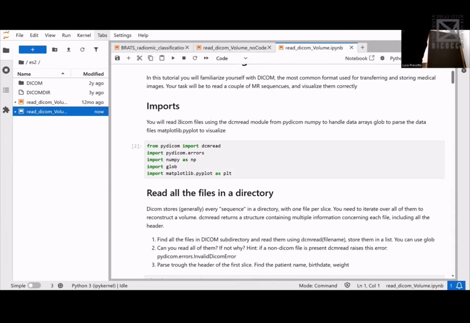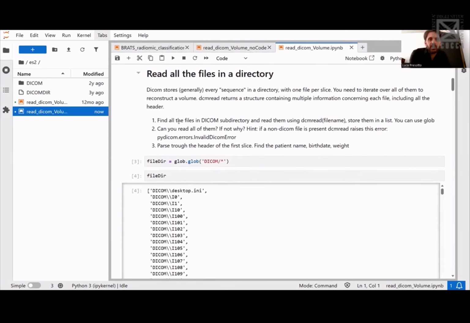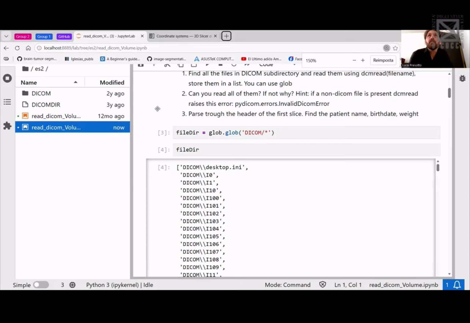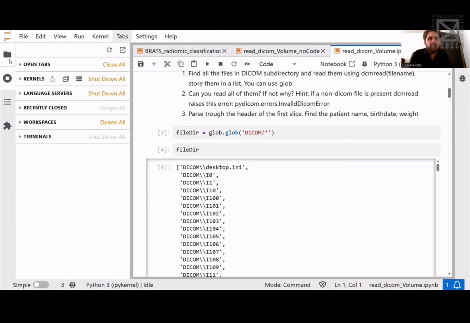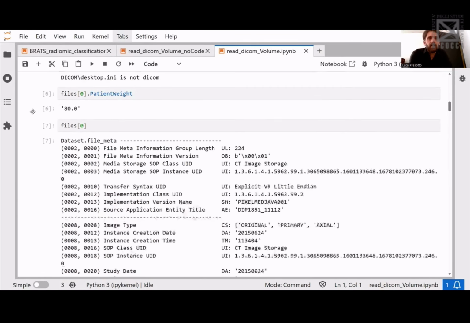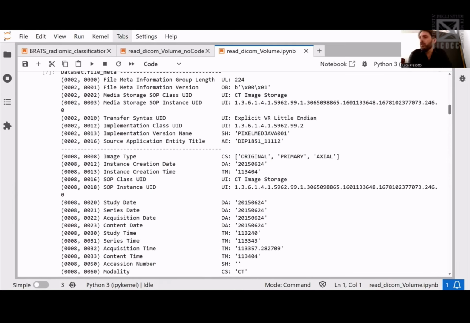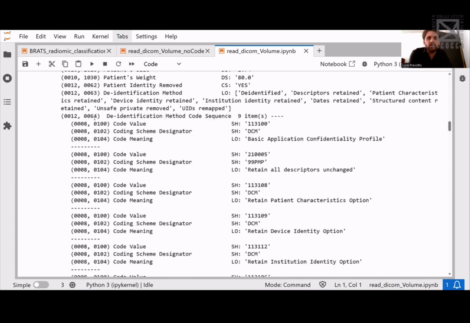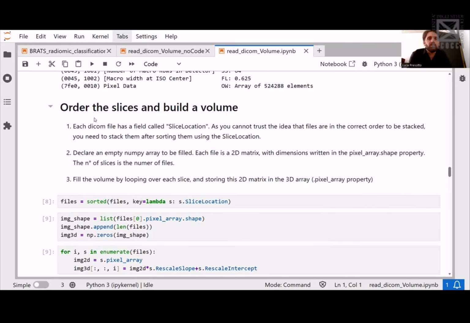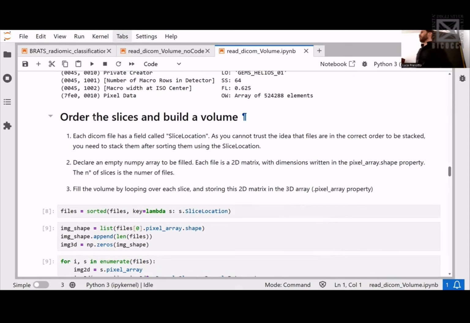Let me give you a very quick rundown of the volume reading notebook. You saw that we have many files, each with a single slice. Well, you need to be able to order them, and you do that using the slice location. By the way, you can scroll through the headers to see all the acquisition information if you want.